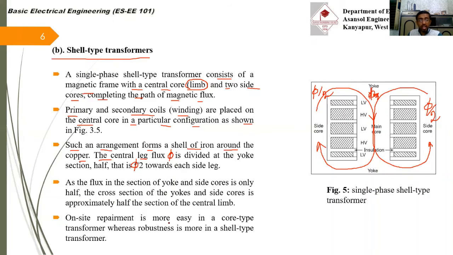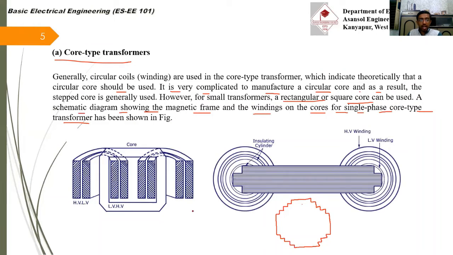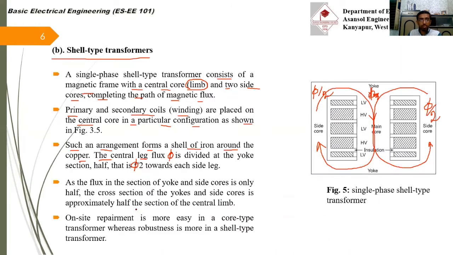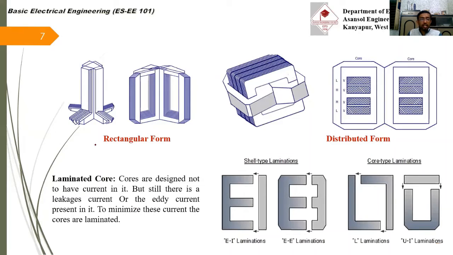On-site repair is easier in a core type transformer, whereas robustness is more in shell type. In this kind of setting, the core type transformer, you can see that the circulation of flux is like this. So flux is more. So the voltage generation or EMF generation in the core type transformer is comparatively more than in the shell type transformer. This is the rectangular form and this is the distributed form in a core.